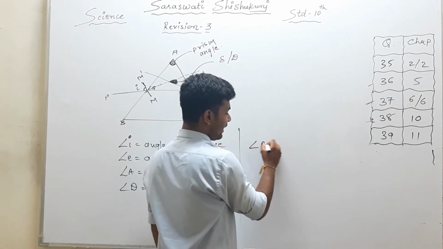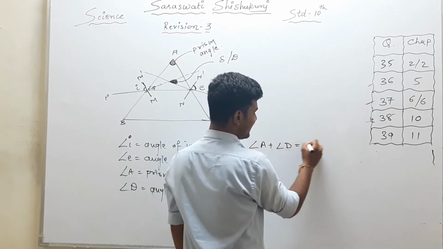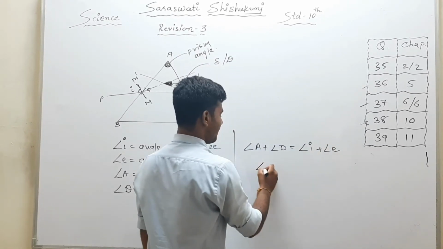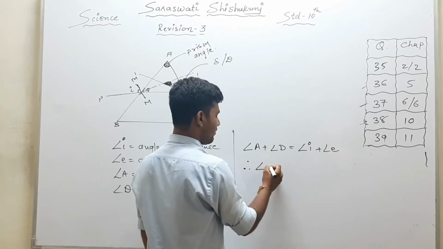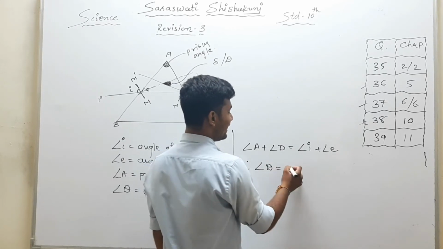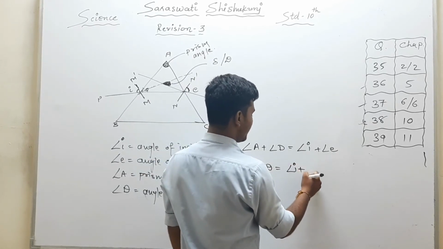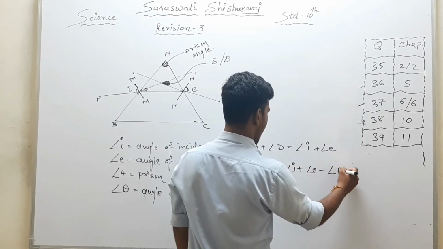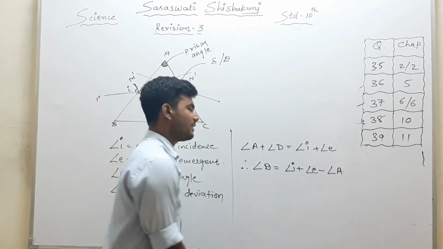The relation between these four angles is known as the prism equation. That is, angle A plus angle D is equal to angle I plus angle E. From that, how can we find the angle of deviation? Angle of deviation D is equal to angle of incidence plus angle of emergence minus our prism angle.